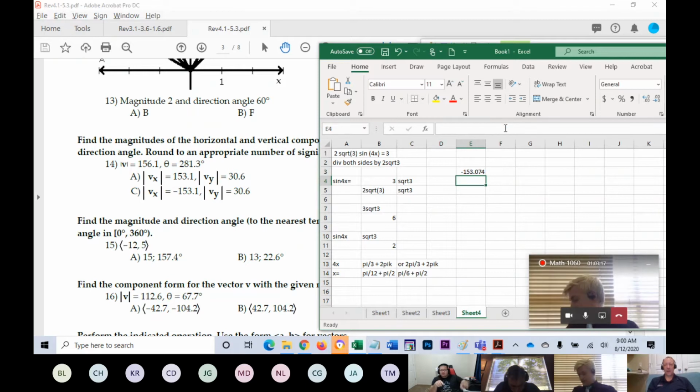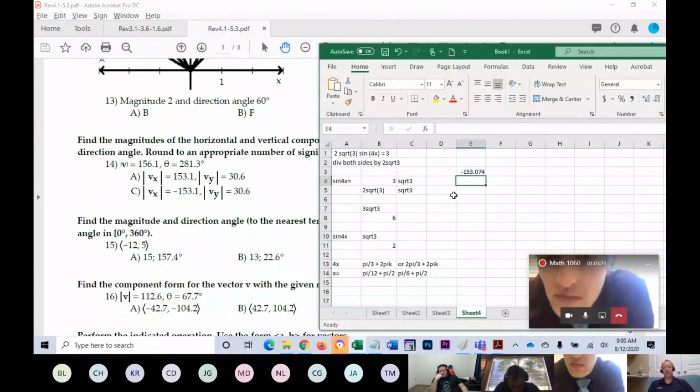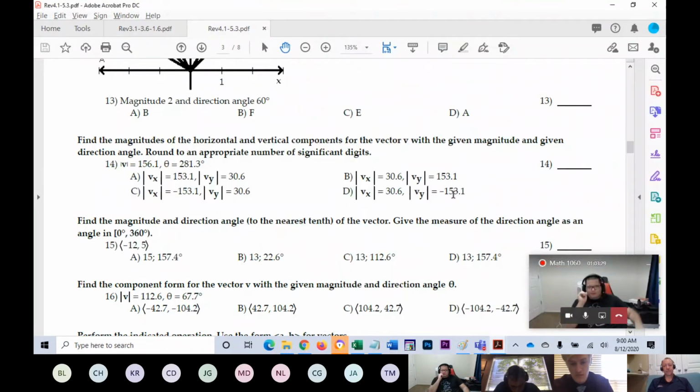Sorry, my bad. Because I got degrees on top, that gives me negative, then degrees on top. 153.07. Bang. So that's good. Okay. I remember that. All right. Degrees on top, degrees on bottom. Bam.